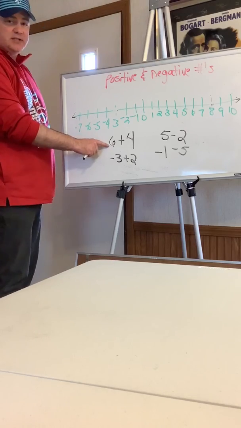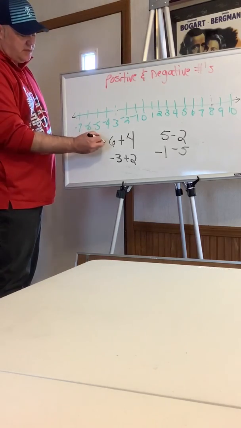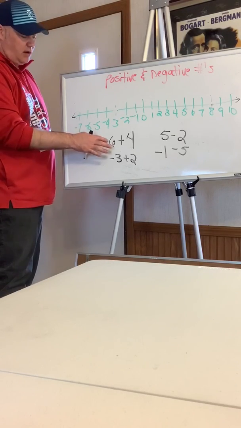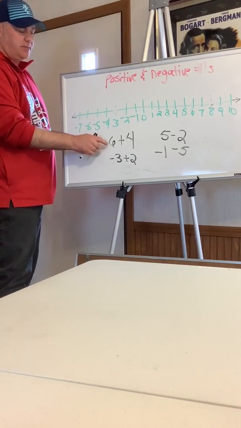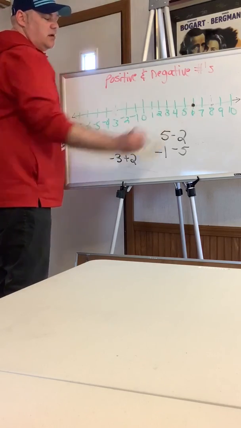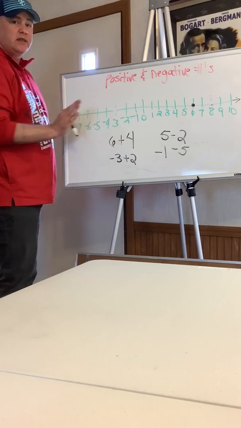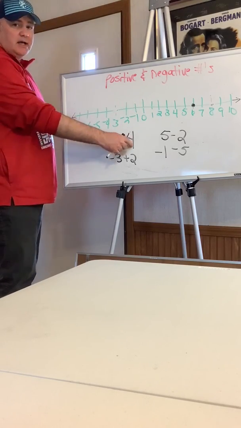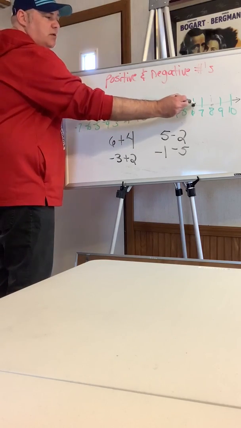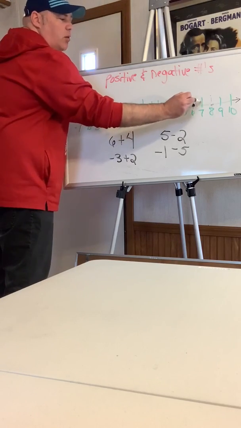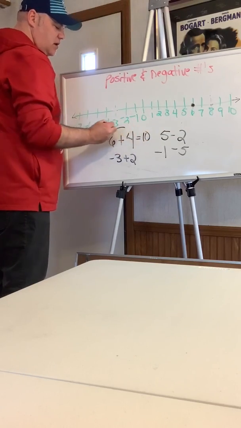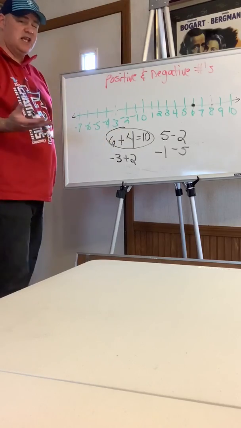So we start at positive 6. Remember, this is positive because there's no negative there. If it was negative, it would have a negative there. But because it doesn't, it's a positive 6. So we're up here at positive 6, okay? And we are going to go 4 in the positive direction. This is a positive 4 that we're adding to it. So if we're at 6 and we're going in the positive direction, we would go 1, 2, 3, 4, and that put us at positive 10. So 6 plus 4 is 10. And we know that.